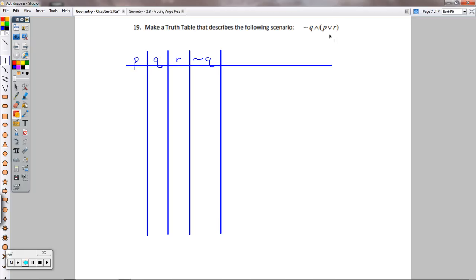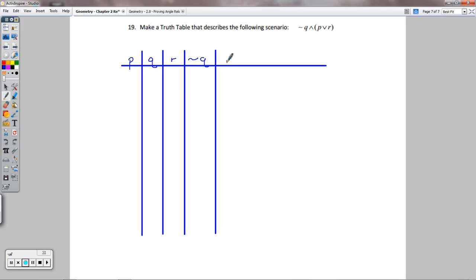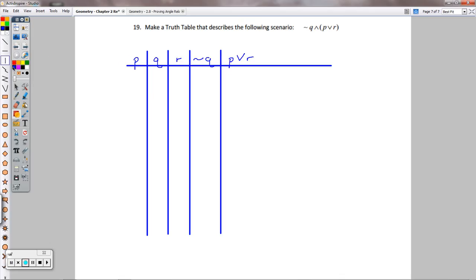And then I need to do this before I do the whole thing. Just like order of operations in arithmetic, you do parentheses first. Just like that in logic, we also do parentheses first. So the next statement I would have would be P or R. And then from there, I would have the entire statement to finish it up.